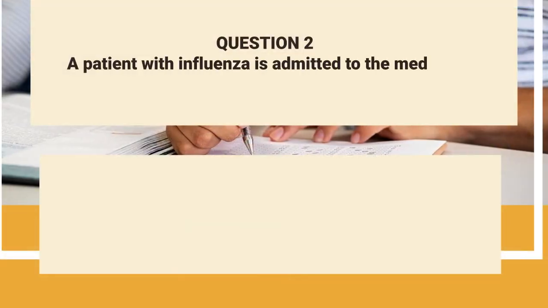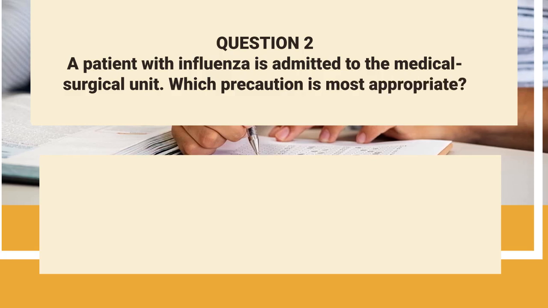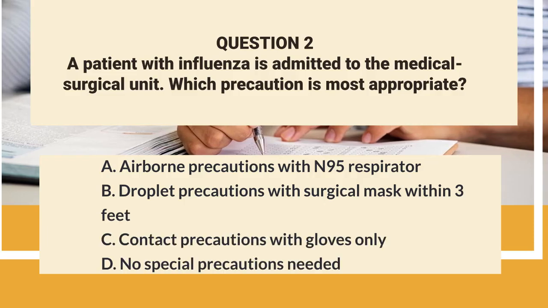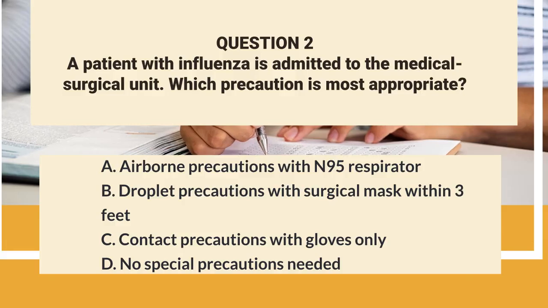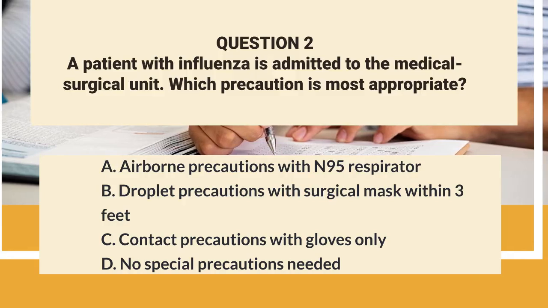Question 2. A patient with influenza is admitted to the medical surgical unit. Which precaution is most appropriate? A. Airborne precautions with N95 respirator. B. Droplet precautions with surgical mask within 3 feet. C. Contact precautions with gloves only. D. No special precautions needed.